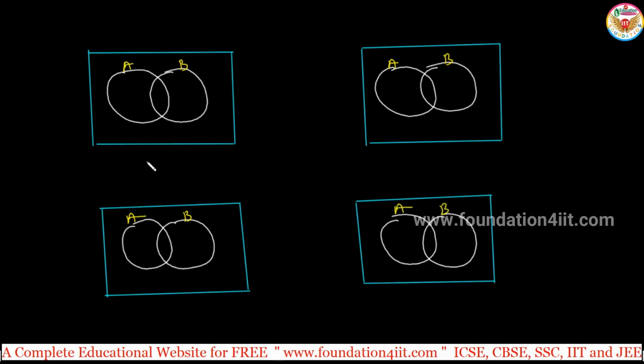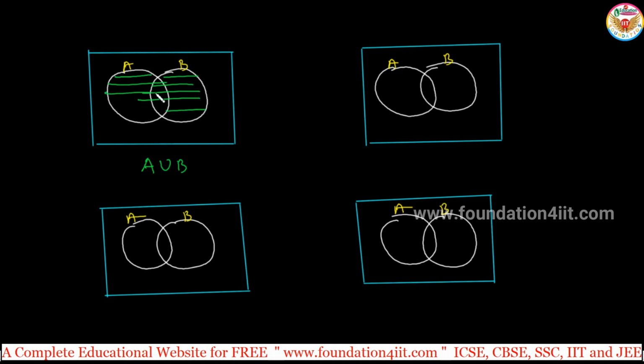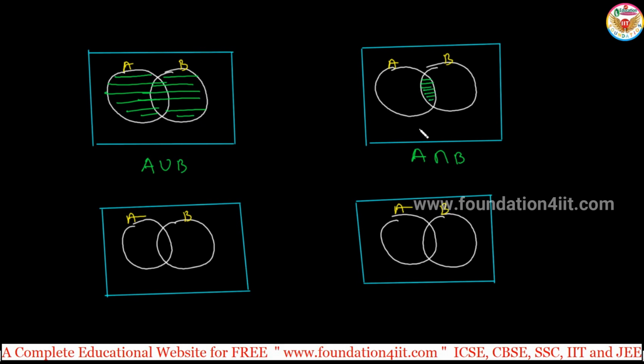First one, A union B. So A and B, all the elements. So we should shade everything. So this representation is A union B. A and B, all the elements together. And A intersection B, only the common. So this is only the common element. So this is the shade. So this is the shaded part.